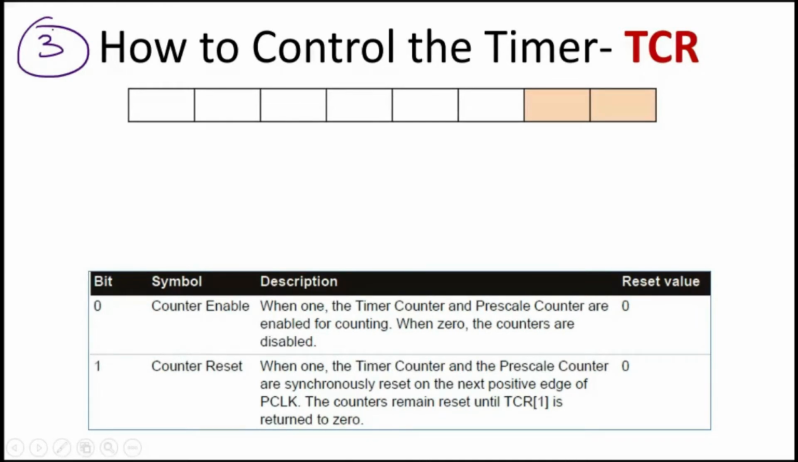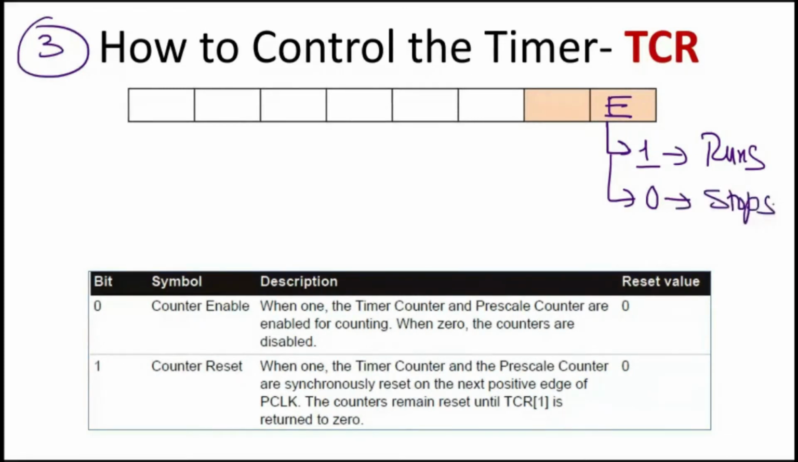So the very first bit is the enable bit, E. If the enable bit is equal to 1, the timer runs. If the enable bit is equal to 0, the timer stops. So this is something that you have to understand. This is the timer control SFR.